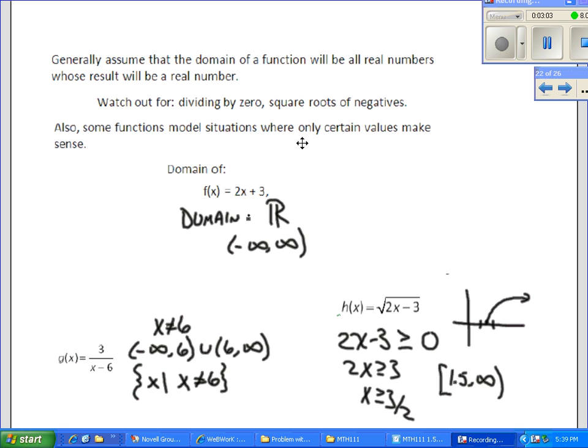And there's also some functions where you're modeling situations, so story problems where only certain values make sense. Like in some story problems, negative values don't make sense, and so they're not part of the domain of the function. So looking at some different functions, here we've got a nice simple linear function.